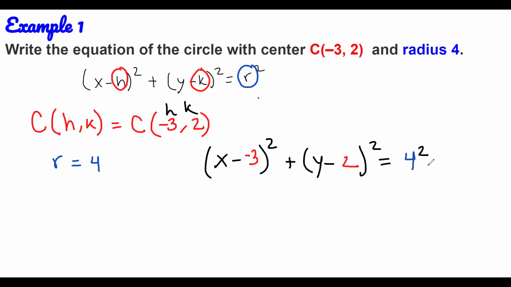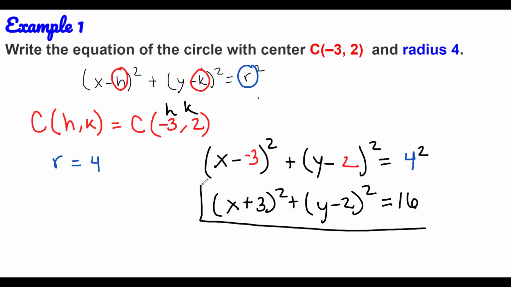All right, let me go ahead and simplify it one more time, just because I don't like to see my negative and negative. So I have x minus -3, it becomes a +3 squared plus y minus 2 squared equals 4 squared, which is 16. And there you go. I'm able to write the equation of a circle that has a center at -3, 2, and the radius of 4. Not too bad, right? Pretty straightforward.